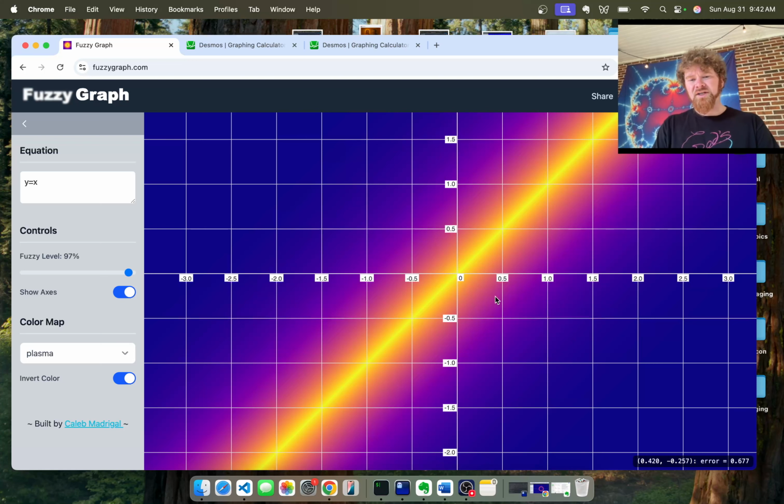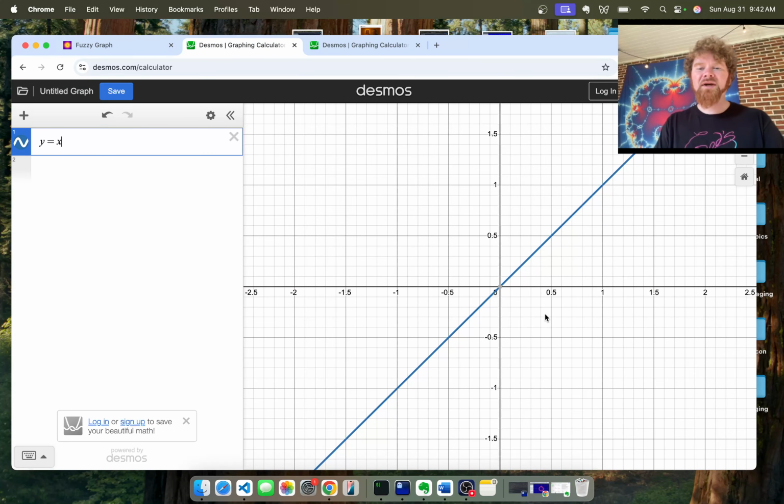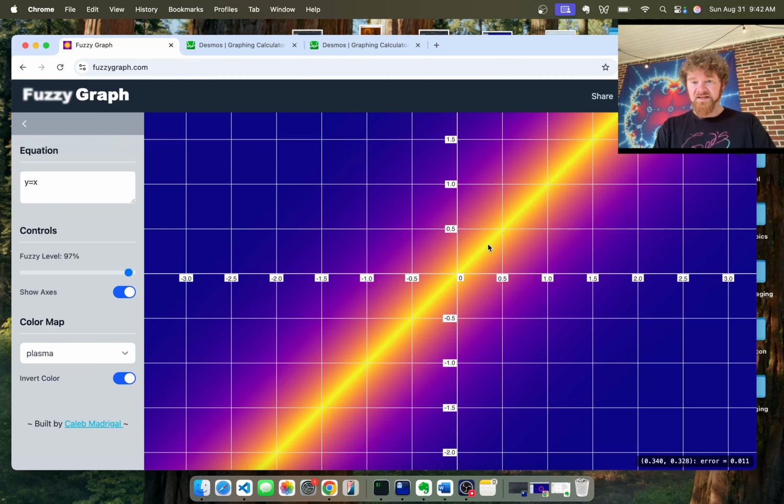So with a linear equation like this, for example, you don't need the fuzzy graph. Even on a regular graph over here, you could pretty much say, hey, where's the error higher or lower? Well, the further you get away from the line, the higher the error is, right? Like here, right on the line, the error is 0. As you get away, it's a smooth gradient. Is FuzzyGraph even showing anything different?